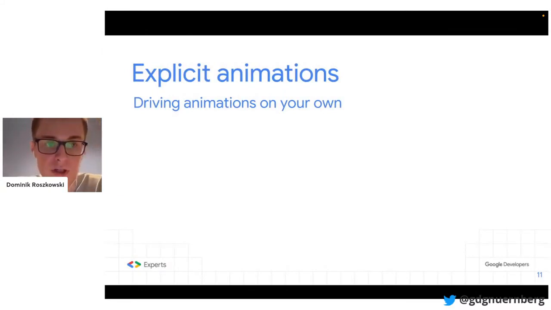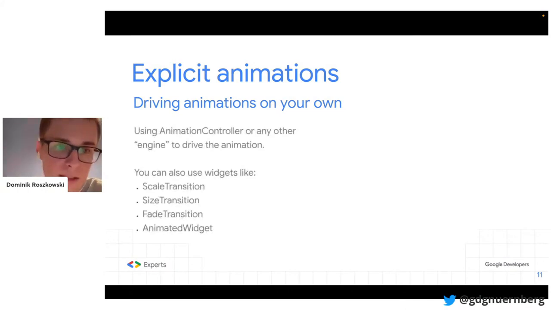Explicit animations are where you need to drive them in some way. Typically, you would use the animation controller as the engine for your animations. I mean engine in a way that it will tell you how fast, or when you need to run every new frame of your animation.